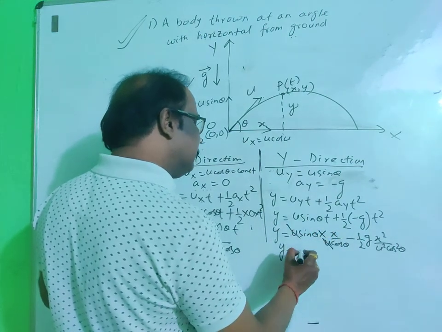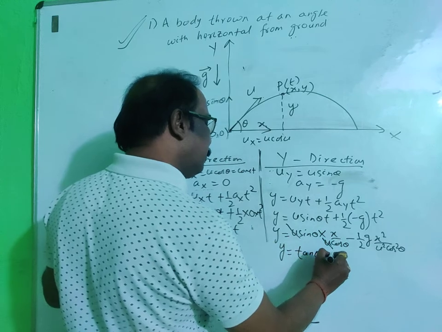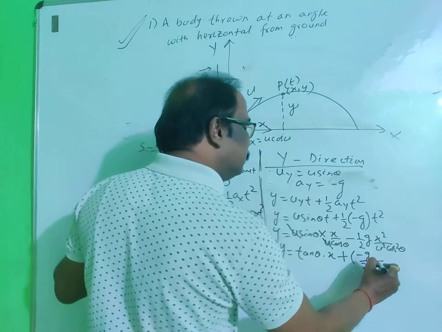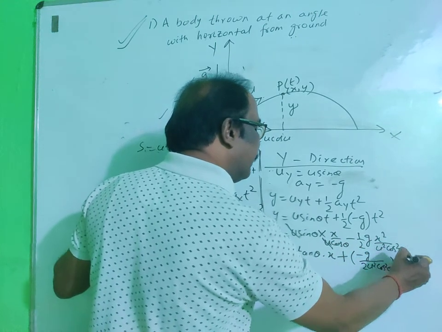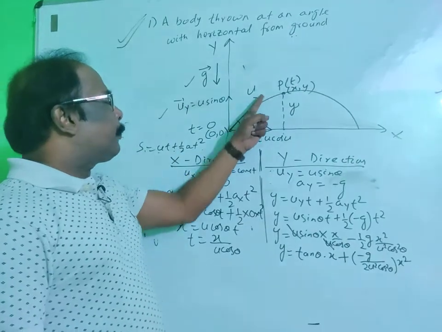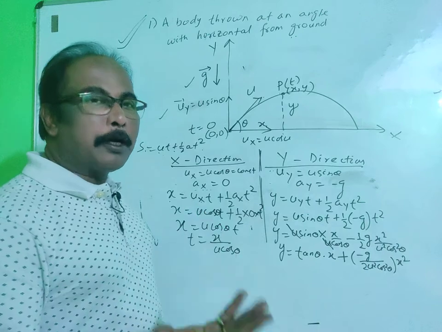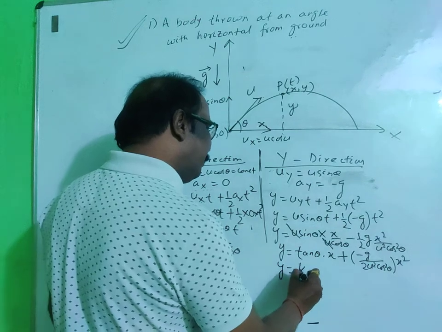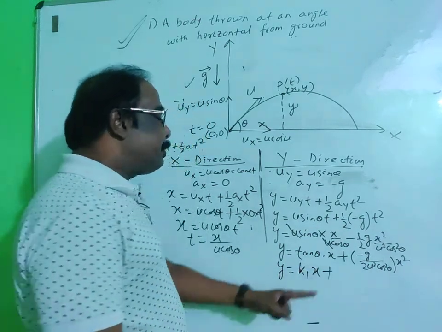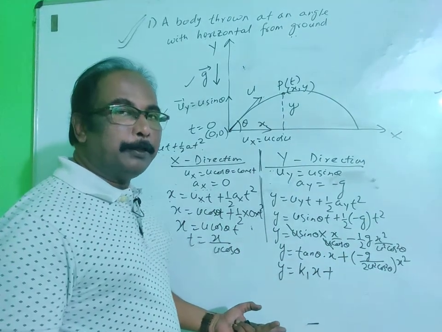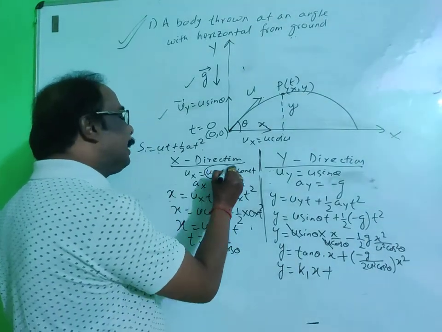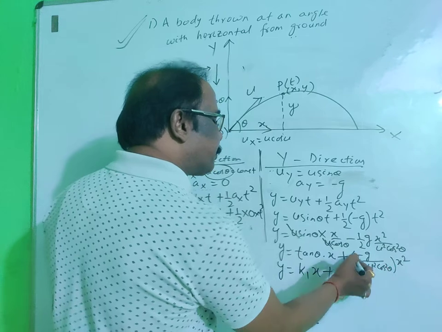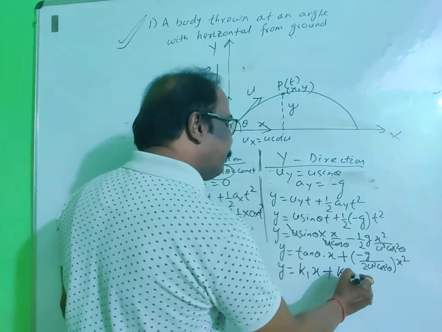U will get cancelled, then tan theta into x plus minus g by 2 u square cos square theta into x square. The body is projected at a given angle. If theta is constant, then tan theta is constant. Let's take k1 times x. Acceleration due to gravity g is constant at a given place, and u cos theta is constant, so u square cos square theta is constant. So the whole factor minus g by 2 u square cos square theta is constant. Let's take k2 into x square.